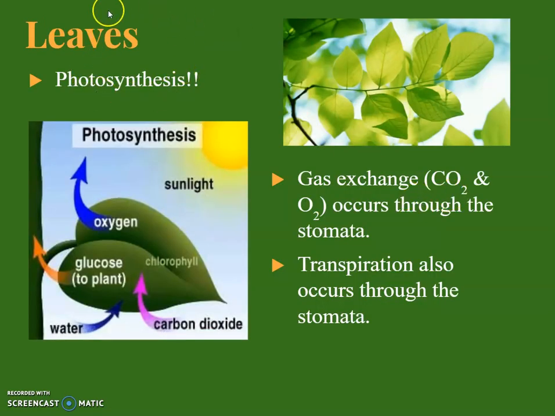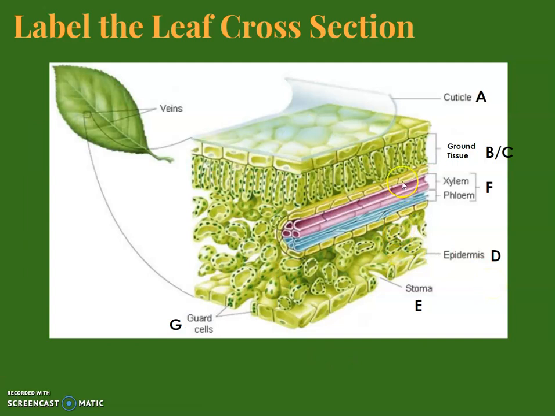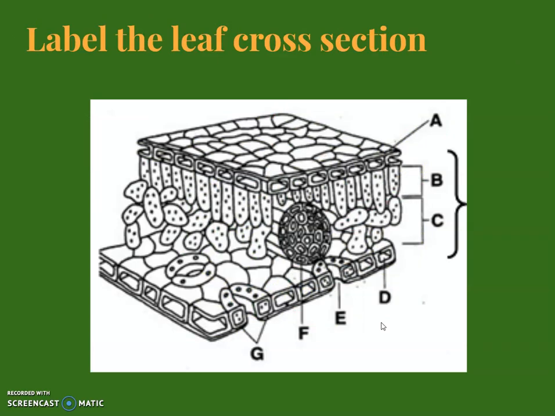And leaves, once again, is another organ. This is where photosynthesis and gas exchange occurs. This is the cross-section of the leaf, so the leaf would be considered the organ, and then these cells would be considered the tissue. You should be able to label the leaf if I were to give you a cross-section.